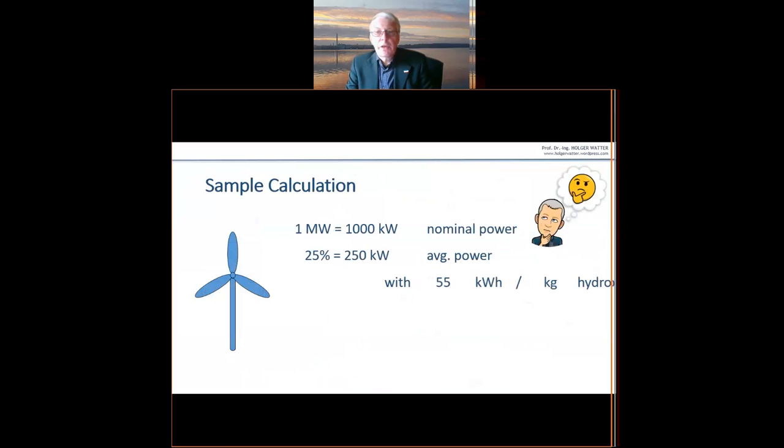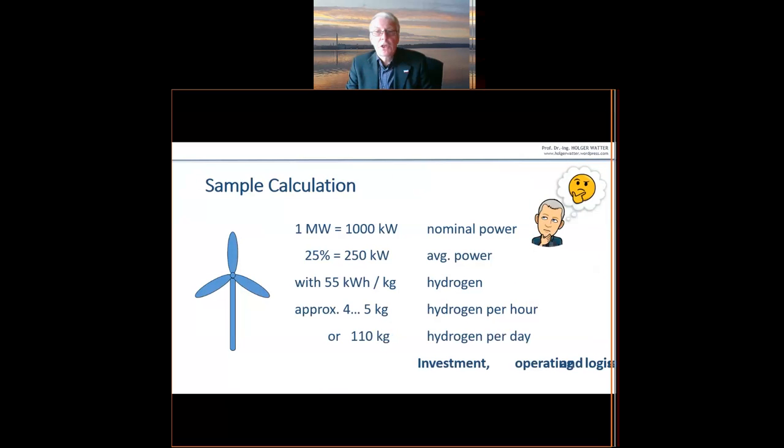An example calculation for an onshore wind power plant shows that, due to the wind distribution, around 25% of the nominal power is available on an annual average. In the case of a 1 megawatt wind power plant, around 4 or 5 kilograms per hour can be generated with the above mentioned efficiency level. For economic reasons, the investment, operating and previous costs should also be taken into account.